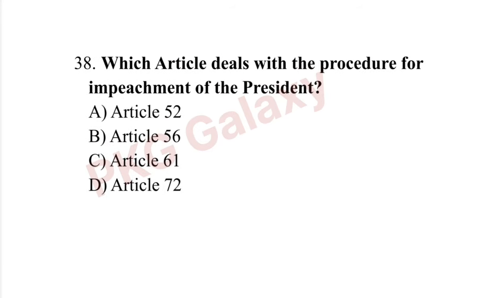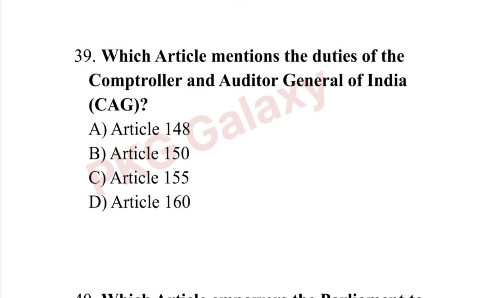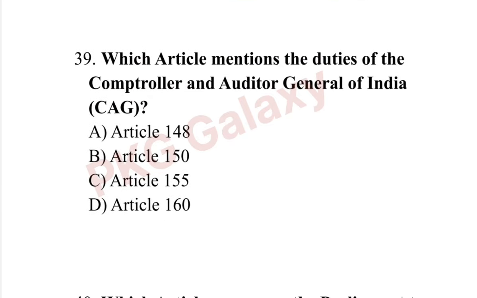Next question. Which article deals with the procedure for the impeachment of the President? The correct answer is option C, Article 61. Next question. Which article mentions the duties of the Comptroller and Auditor General of India? The correct answer is option A, Article 148.